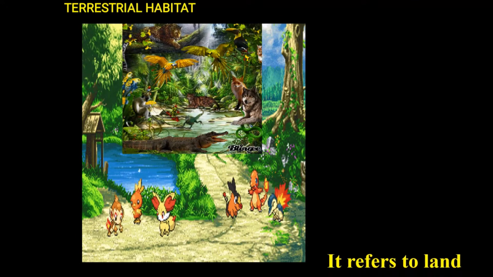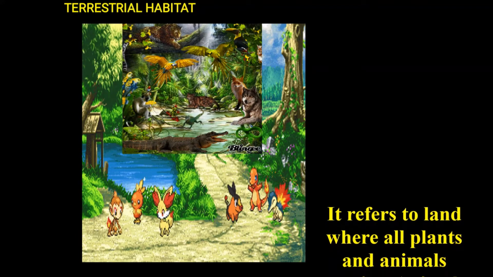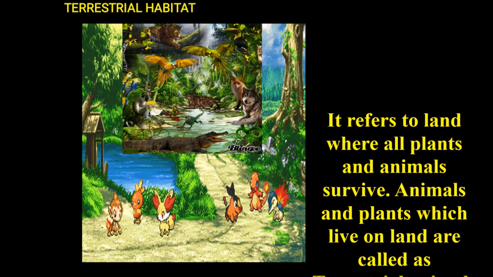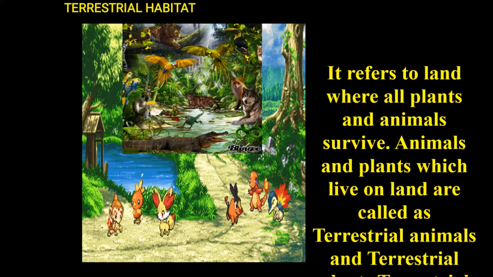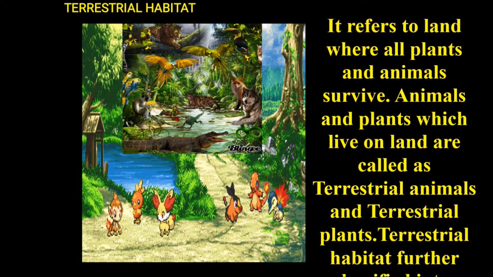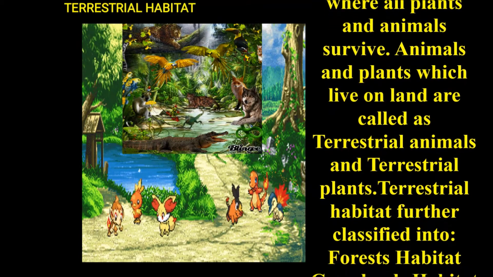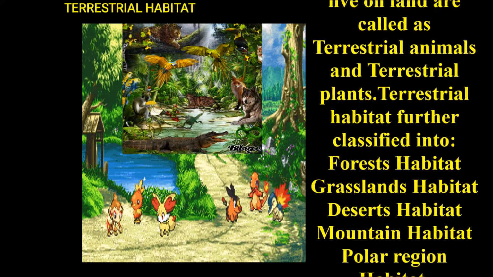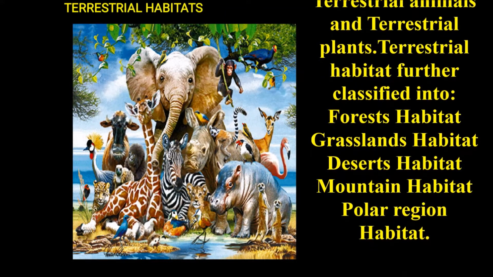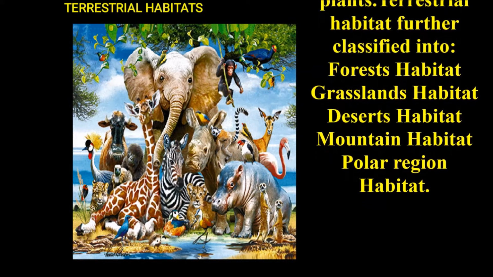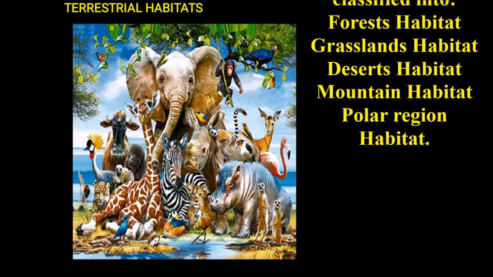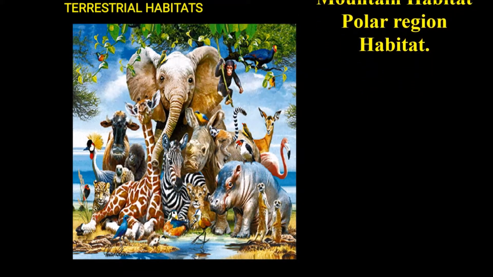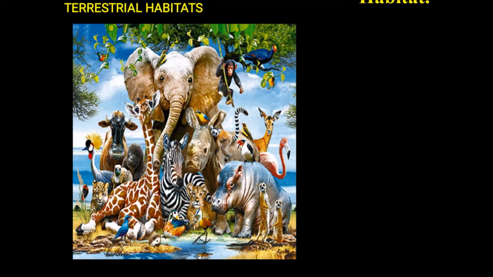Now, let us discuss in detail terrestrial habitats and types of terrestrial habitat. Children, the terrestrial habitat, as we already discussed, refers to land where all the plants and animals survive. Animals and plants which live on land are called terrestrial animals and terrestrial plants. And this terrestrial habitat is further classified into groups, mainly forest habitat, grassland habitat, desert habitat, mountain habitat and polar region habitat. Let us discuss grassland habitat.